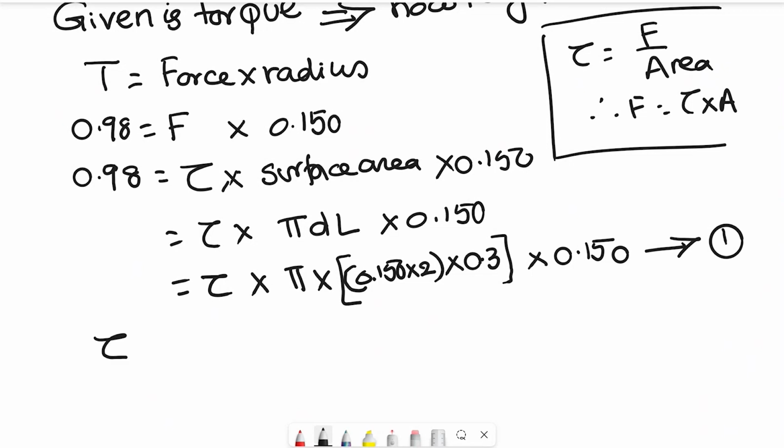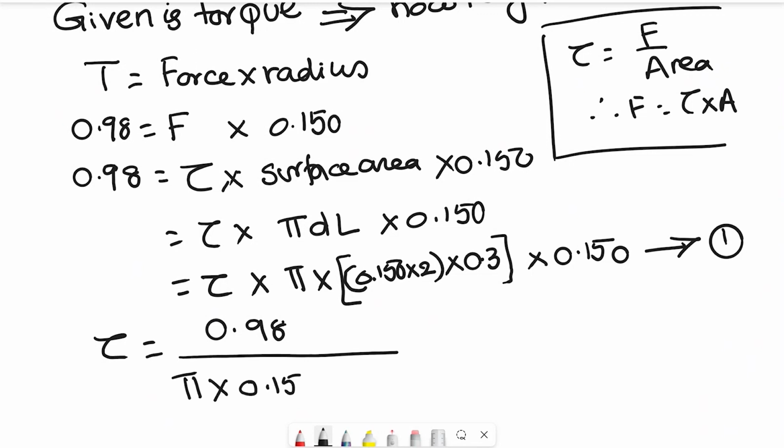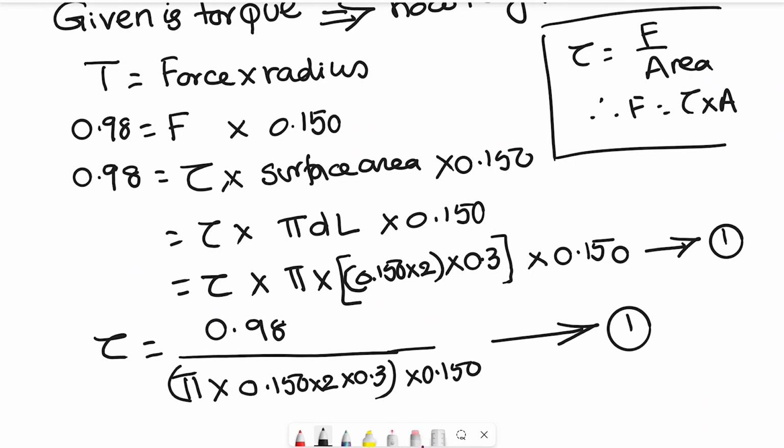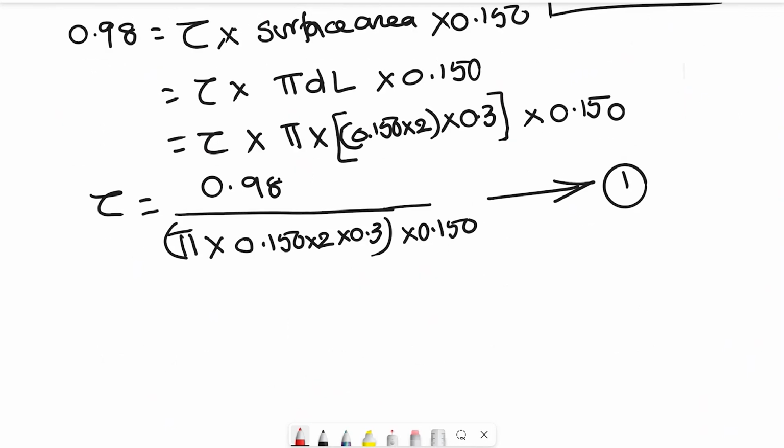So therefore tau is equal to 0.98 divided by pi into 0.150 into 2 into 0.3. This is basically pi dL, right? Into 0.150. So I better write this as 1, because our first equation should always be talking about shear stress, right? Now let us go into the second one.